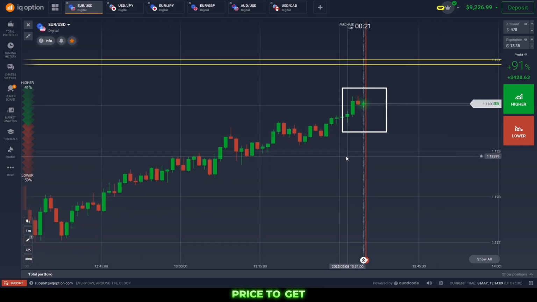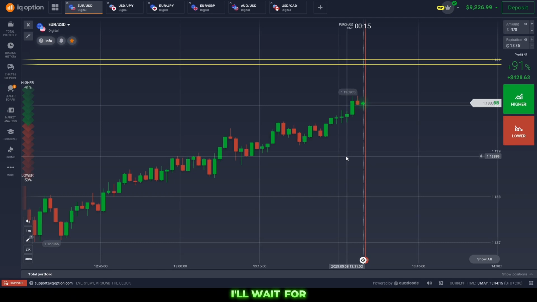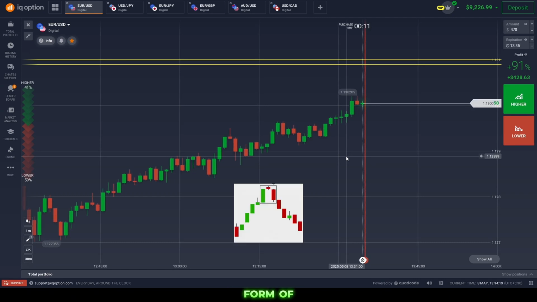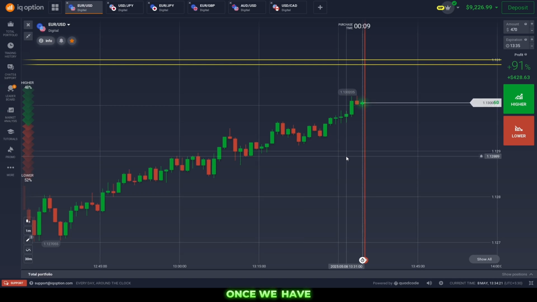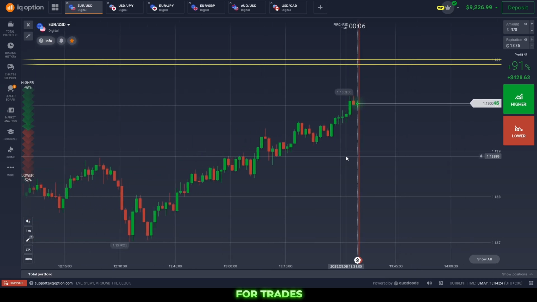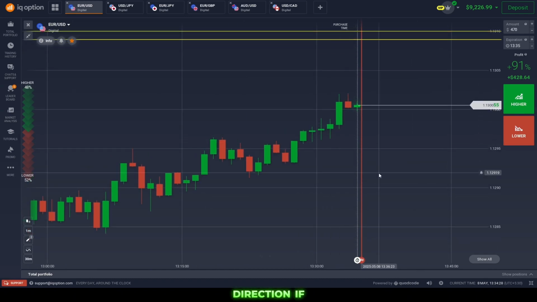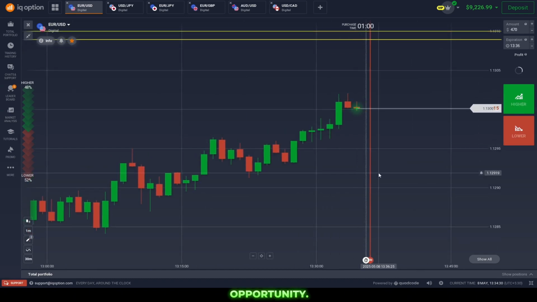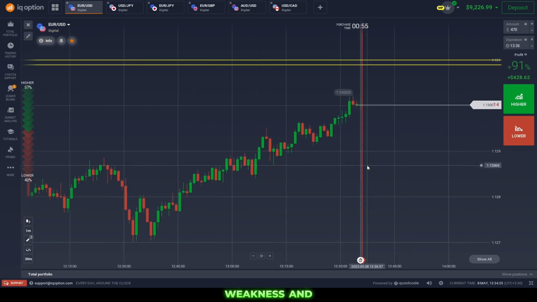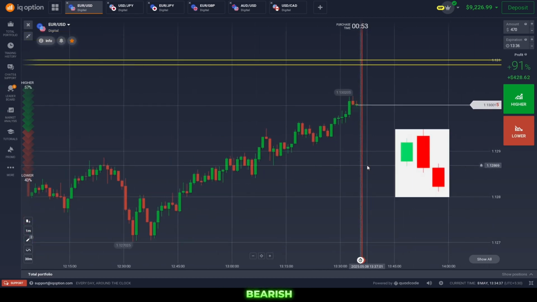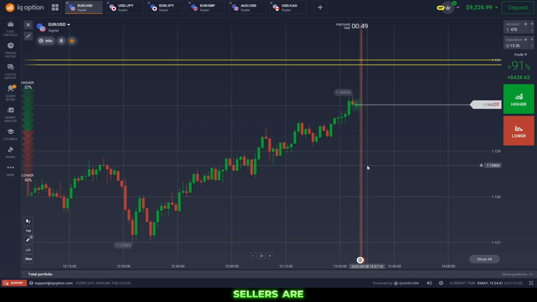I'll wait for the price to get weaker, and once the price gets weaker, I'll wait for the price to give me strong reversal confirmation in the form of a bearish pattern. Once we have that, we can then go for trades in the downward direction. Until then, we will only trade in the upside direction if we get any kind of opportunity. I'm not going to place any reversal trade here until I see the weakness and strong bearish confirmation that is suggesting that price now will go down because sellers are taking control.